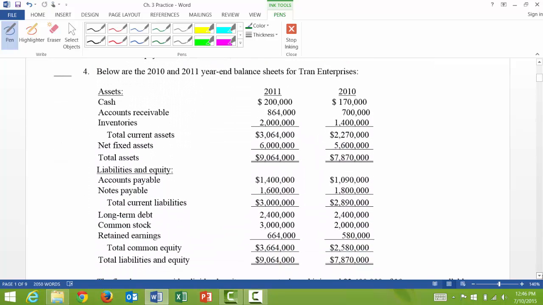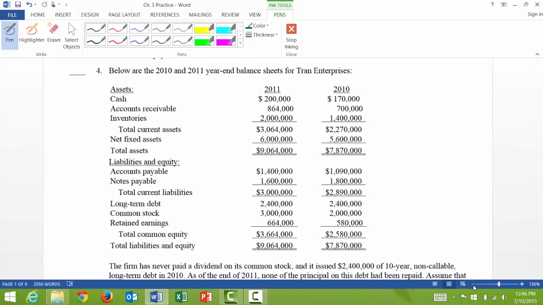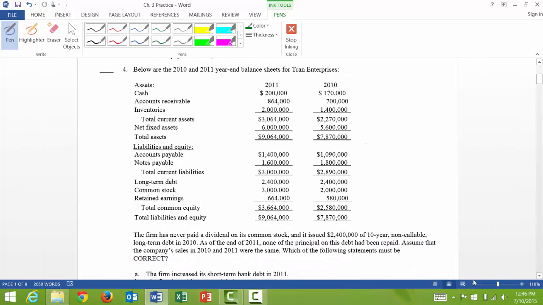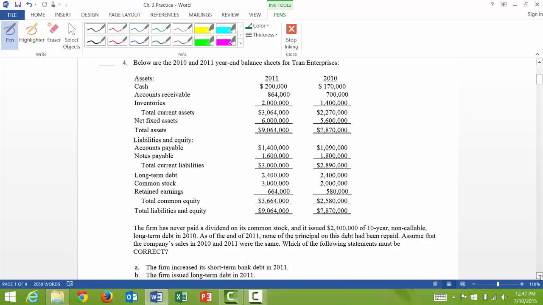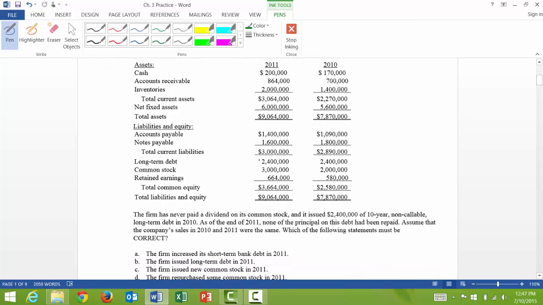So now for question 4, actually, let me reduce the size of this so we can read the question. So 2010 and 2011 year-end balance sheets for Tran Enterprises. And so don't worry because you see so much data. If you actually look at the question, it's not that bad at all. And so I kind of look all the way down here first, which of the following statements must be correct. And then I look at what they're saying in some of these answers.